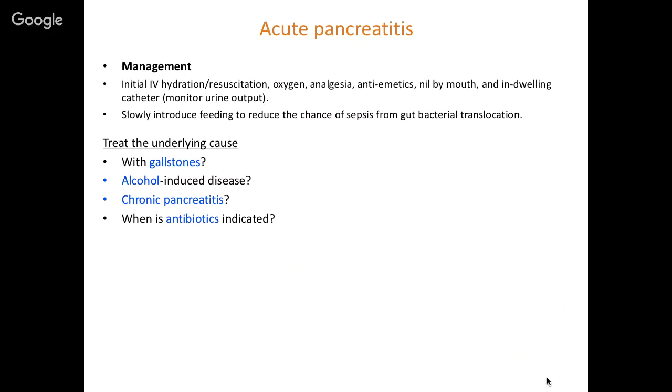Just Google antibiotics for acute pancreatitis, it's probably easier. But they're the three that are indicated, though they're not generally prescribed. They're only really indicated if it's severe, so like severe sepsis or you've got necrosis of the pancreas. Okay.